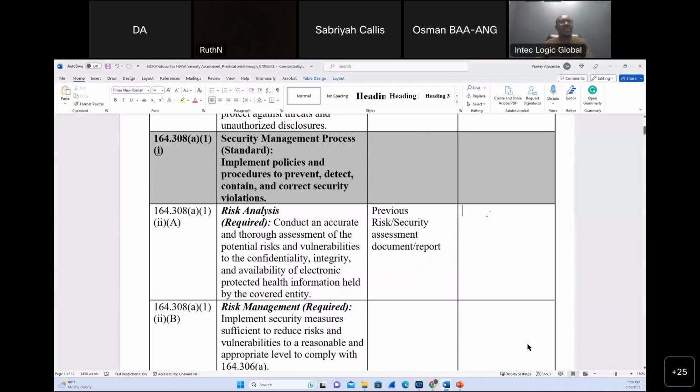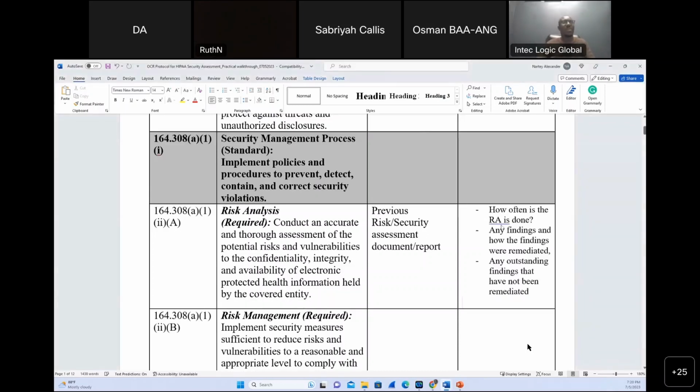So I have these points that we may want to consider: how often is a risk assessment done? Sheldon, I can hear you now. I'm sorry about that. No worries. I was trying to figure out if you were asking for the steps, because I was going to say identifying the threats and the vulnerabilities. Of course, that's first. So did you want us to give you more after that?